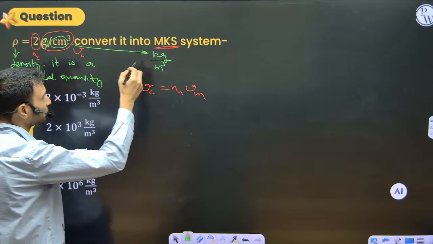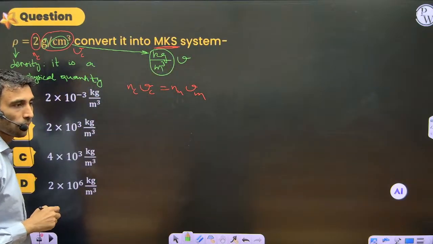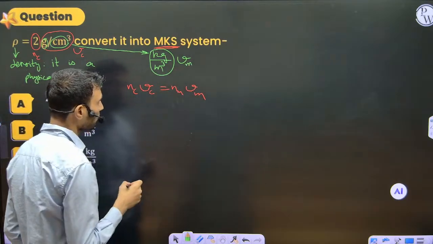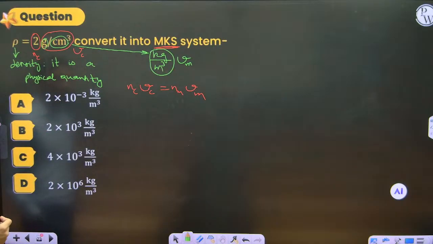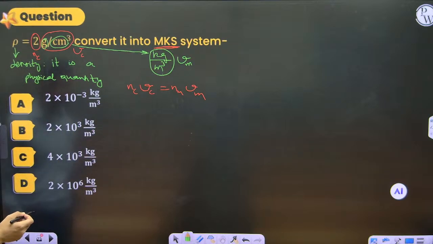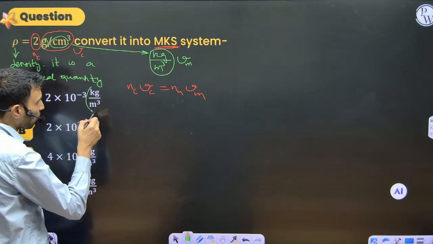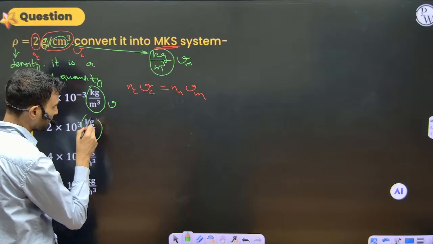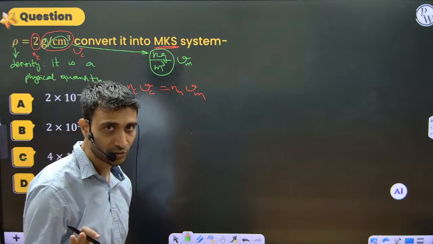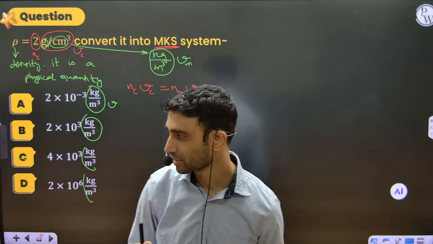Now, kg per meter cube is a unit written in which system? Of course, in the MK system. And you will see that all the options, 1, 2, 3, 4, A, B, C, D, have the same unit. So we don't have to find which unit is correct. We don't have to make a judgment on unit because all the options have the same unit.